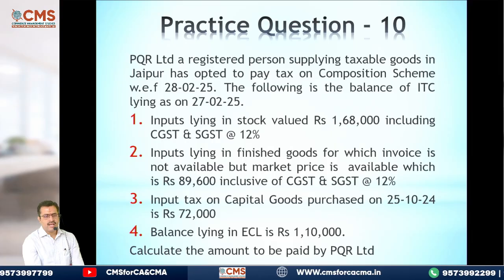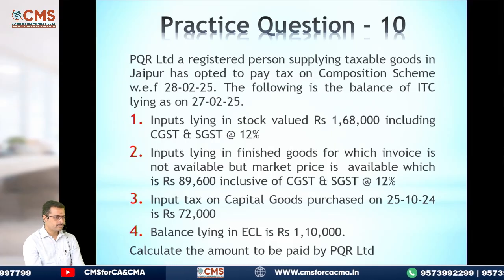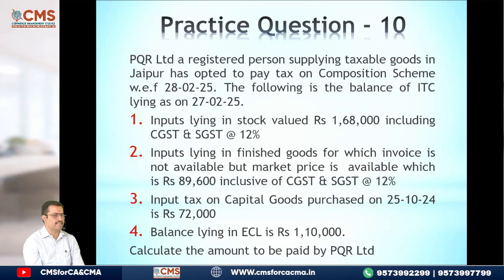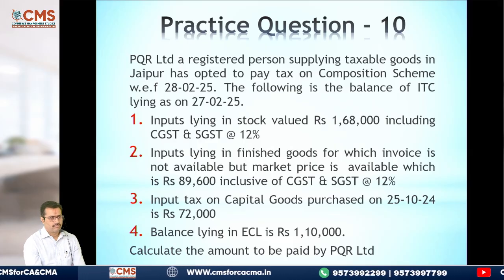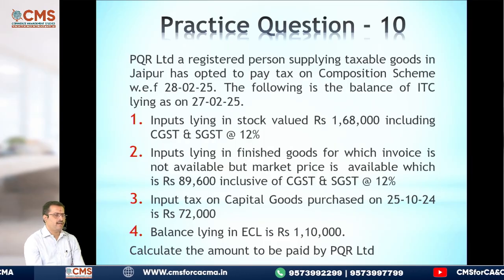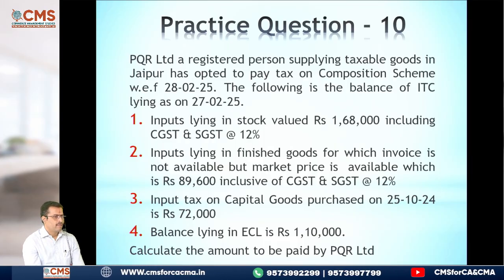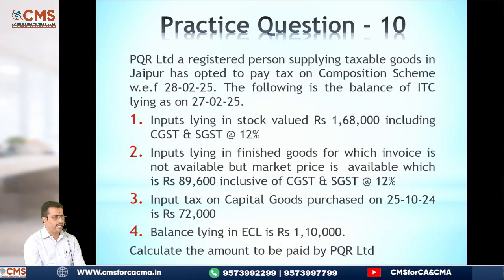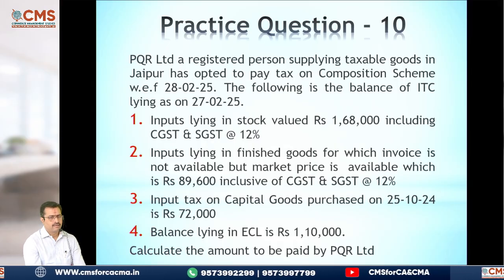Next, inputs lying in finished goods. 89,600 into 12 by 112 is 9,600. Again divided by 2, that is 4,800 CGST and 4,800 SGST.